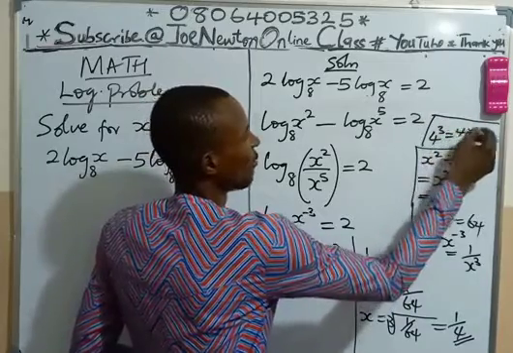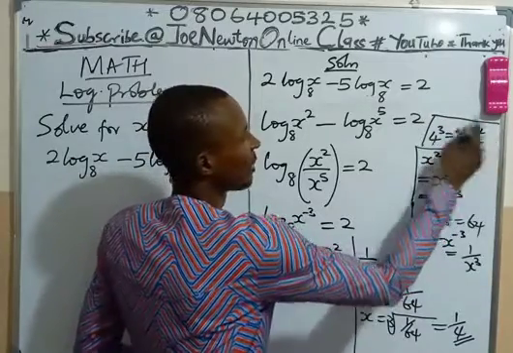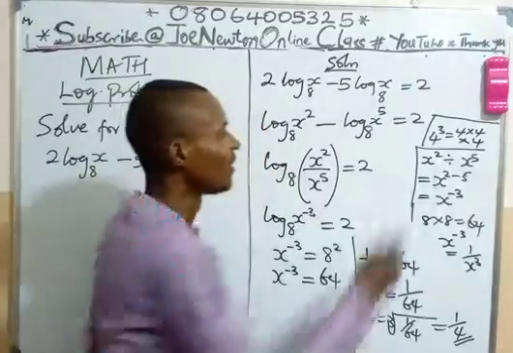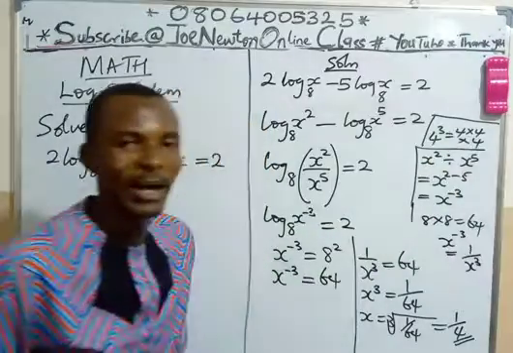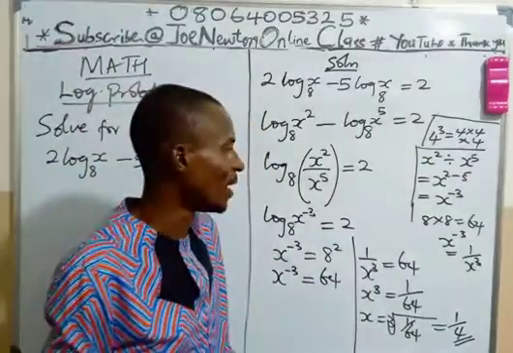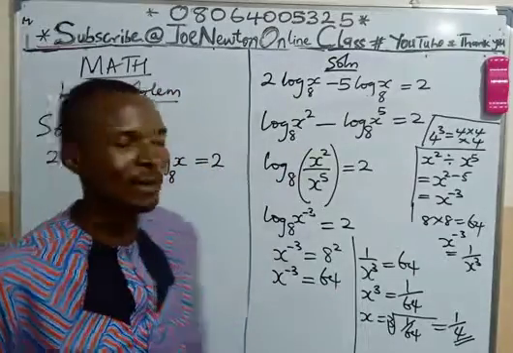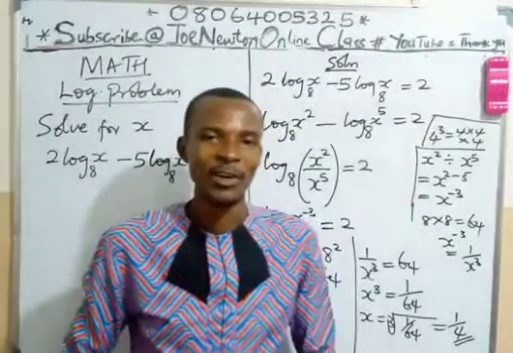Because 4 raised to power 3 will give us 64. It means 4 times 4 times 4. 4 times 4 is 16. 16 times 4 is 64. And 1 raised to power 3 is still 1. So this is how to tackle this particular problem involving logarithm.